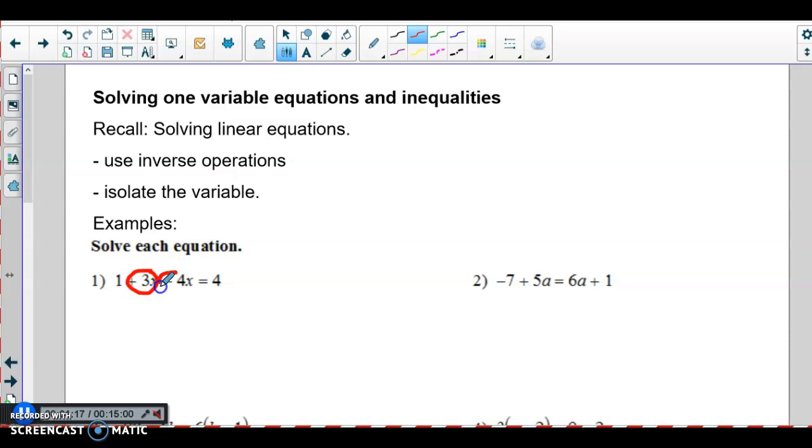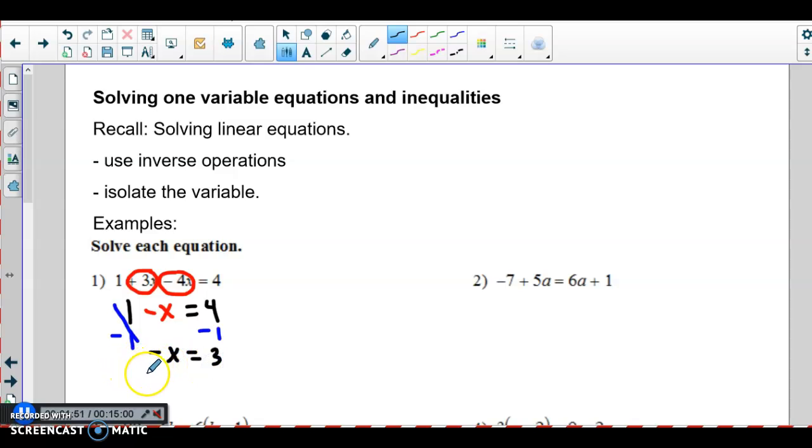So positive 3x minus 4x is negative x. Everything else I'm going to keep the same. So this equation now becomes 1 minus x equals 4. And now I'm ready to isolate this variable using inverse operations. So I need to cancel this 1. I need to move this 1 to the other side. So to do that, I'm going to subtract 1 because subtracting 1 cancels a positive 1. And if I do it to the left side, I have to do it to the right side. So now I'm left with negative x equals 3.